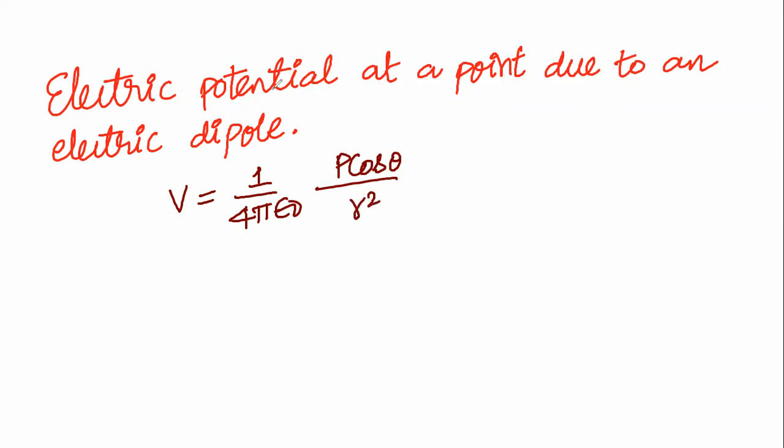P cos theta divided by R square will be here. It's from derivation. R square, why did we get it? If you want to know, we have to go for the derivation part. It is there for PU board level. So V is equal to 1 by 4 pi epsilon naught into P cos theta divided by R square.